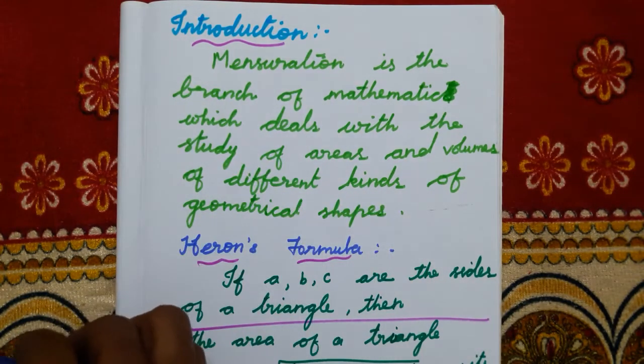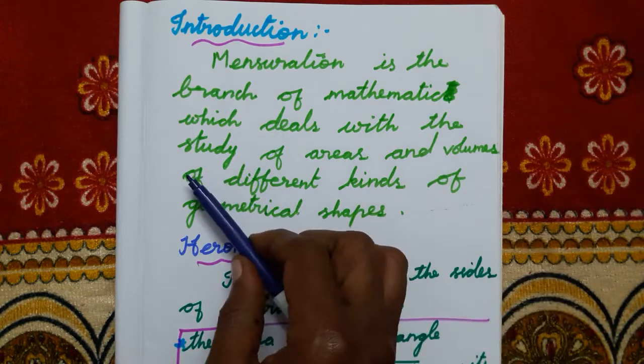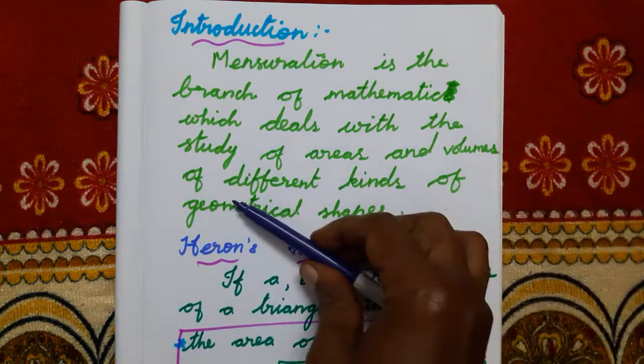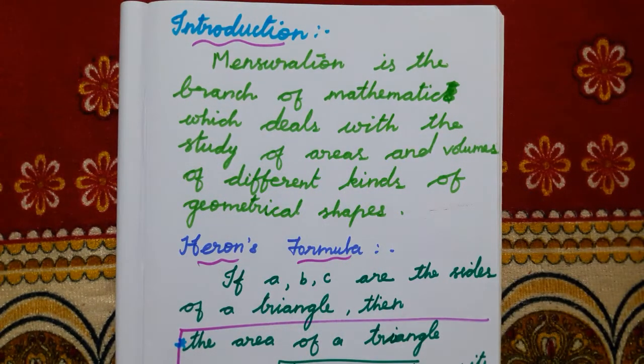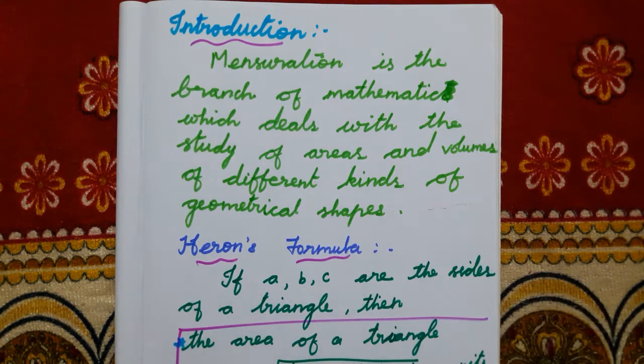First, what is mensuration? Mensuration is the branch of mathematics which deals with the study of areas and volumes of different kinds of geometrical shapes. In the lower classes you have also learned that, measurement, mensuration, everything. You have learned that. Okay.